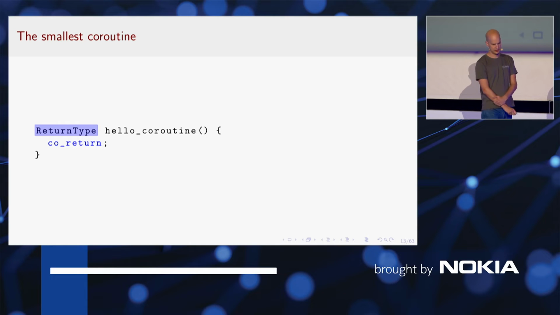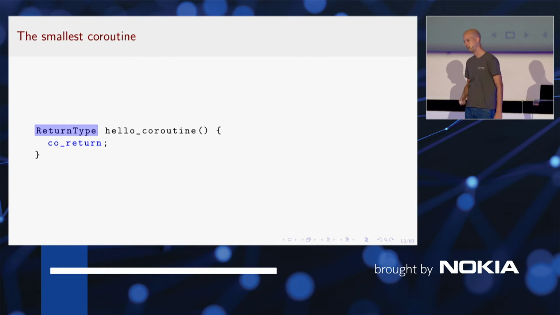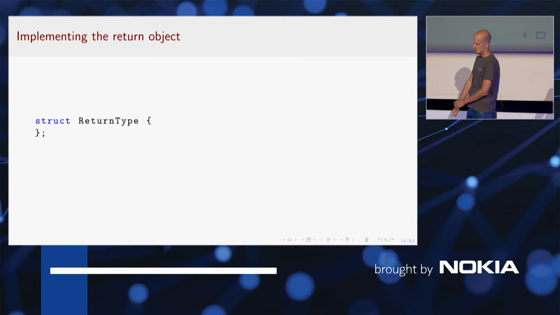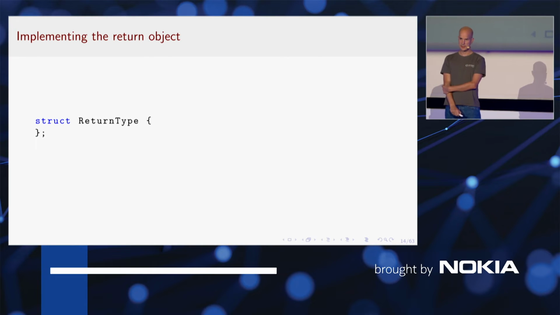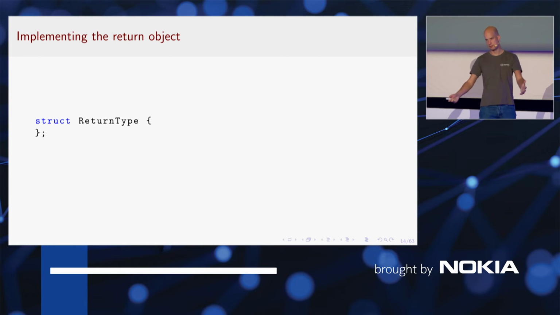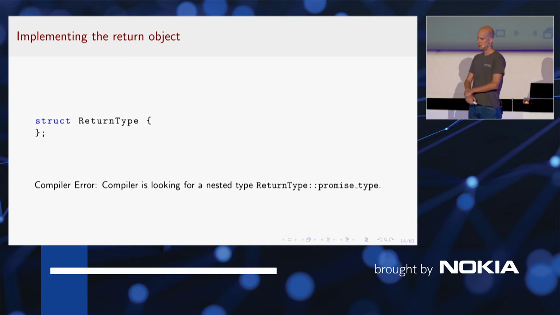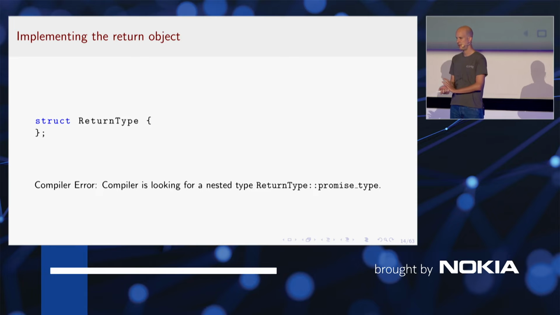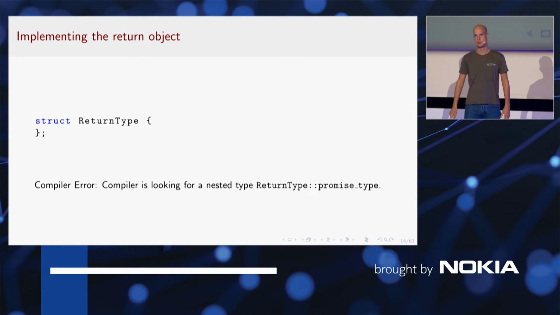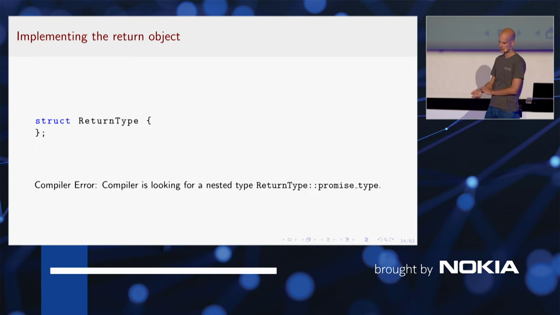And now the question is, okay, with a function like this, what does the return type actually need to look like? If I try again the most simple thing that I can think of, I will start off with just an empty struct as the return type. And then the compiler will complain that it is looking for a nested type in there called promise_type, which it cannot find. So this is a compiler error that you will get if you try to do this.